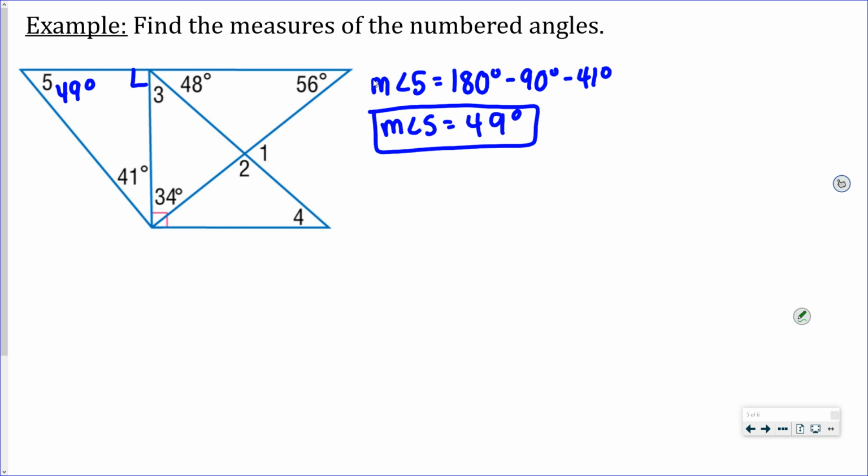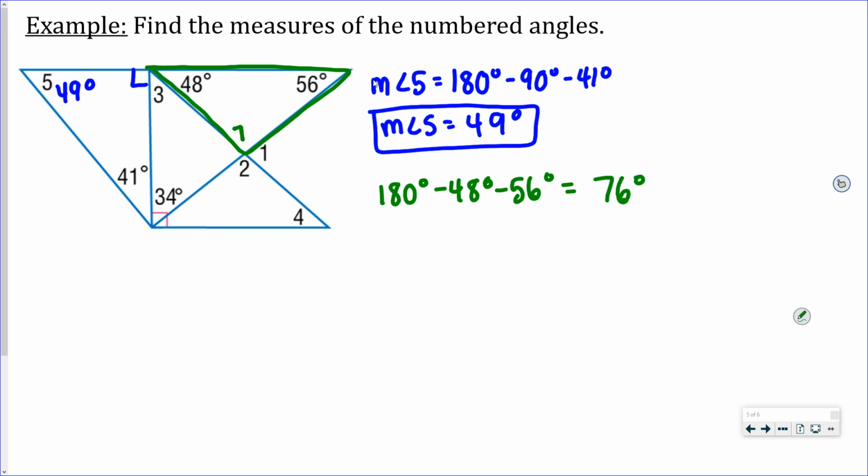Alex, what'd you do? Measure of angle 2 because I did 48 plus 56 minus 180 or 180 minus that, and got 76 because they're vertical angles. Perfect. Okay, so she's looking at this triangle here. She said she did 180 minus 48 minus 56. What'd you say you got? Sorry, 76? She said she had 76. And then she said, hey, angle 2 is vertical to that one. So I know angle 2 is also 76. Good. Love it. Good idea. 76 degrees. Okay, we got 2 and we got 5 down.